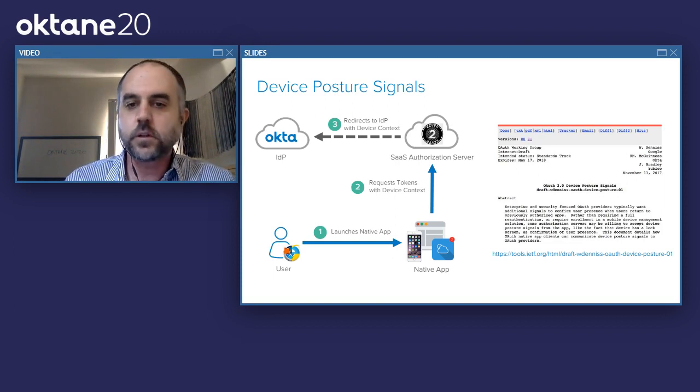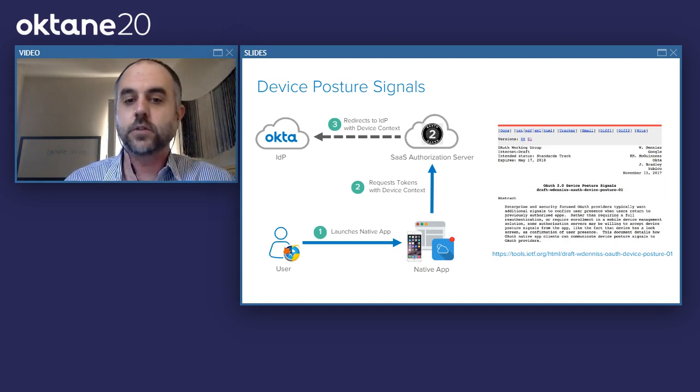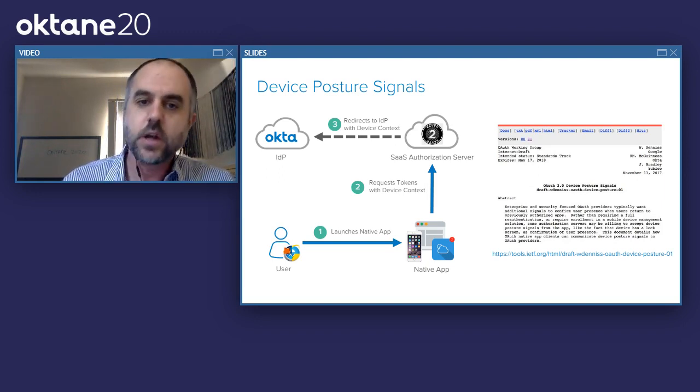And so there's been some early thinking about potential ways to pass some of these device posture signals. So maybe the identity provider would like to know what version of the operating system is installed. Does the device have encryption enabled? Is there a PIN code enabled on the device? What's the name of the application and version of the application software itself? These are attributes that you don't get over the browser flow that single sign-on is typically doing.